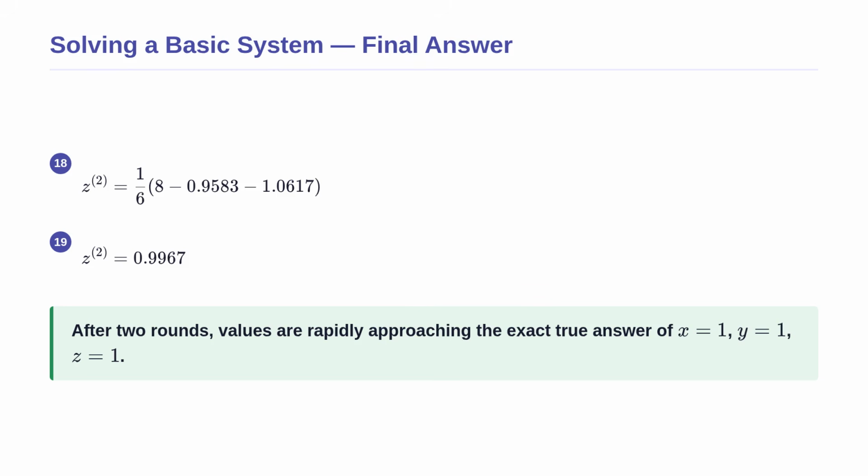We now bring our two freshest numbers into the final step of this iteration. We substitute both of our brand new values for x and y into the final equation for z. We perform the final subtraction and division by 6. This yields 0.9967. After just 2 rounds, our values are approximately 0.96, 1.06 and 1.00. The true exact answer to this system is actually exactly 1 for all 3 variables. You can see how incredibly fast this method pulls our guesses toward the perfect answer.